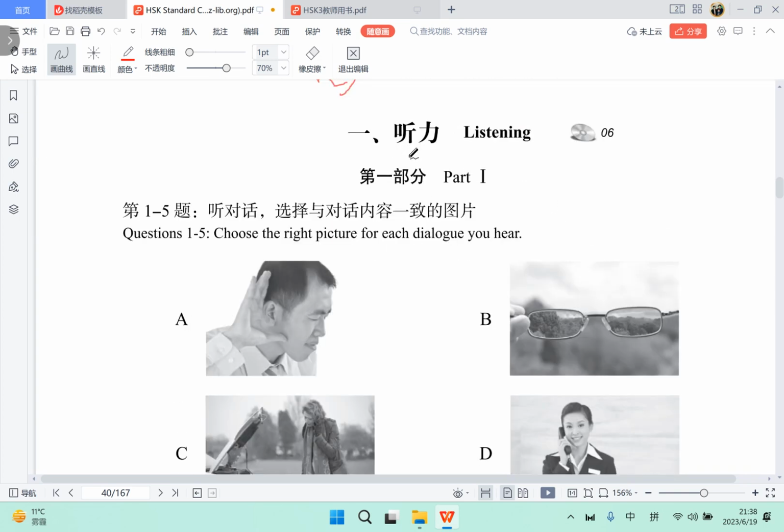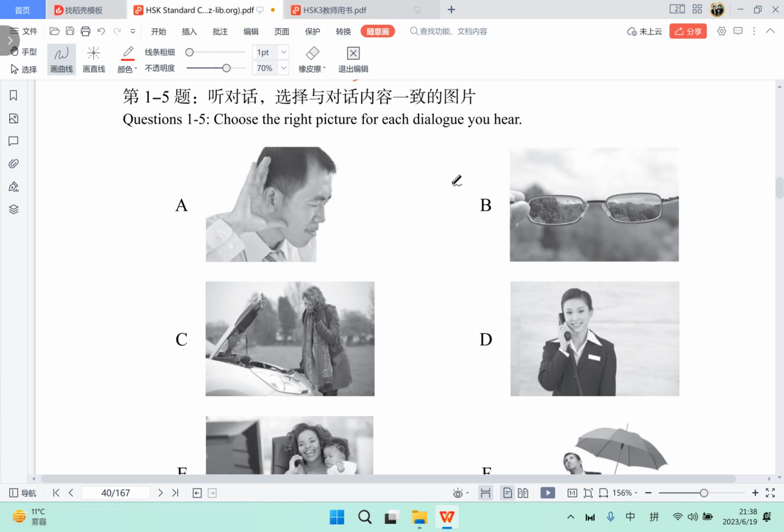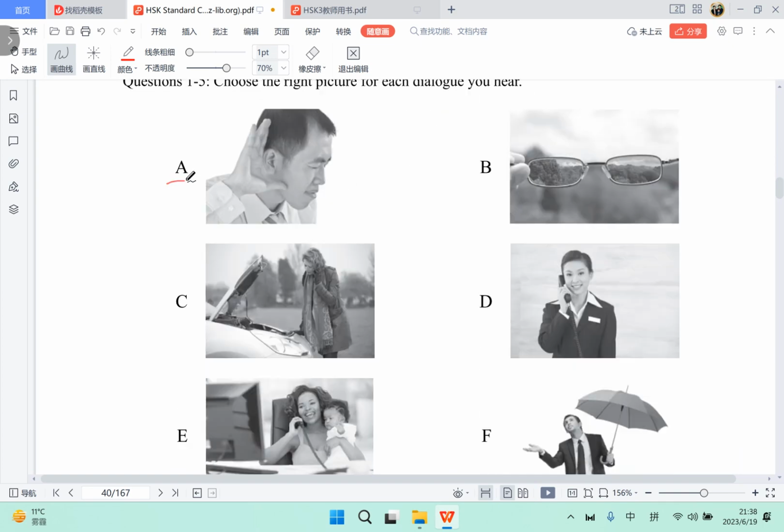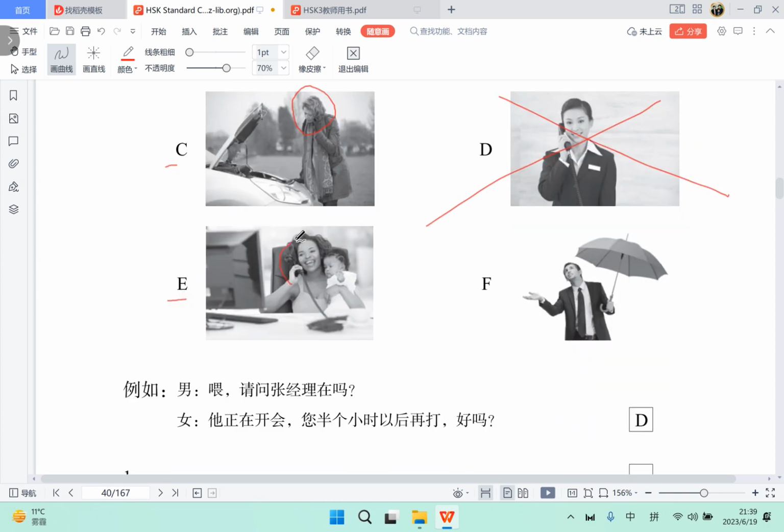Okay, let's go into the first part, 听力. 第一部分, section 1. So check the picture first. 先看图片 and try to write down the words, especially these new words you have learned from this lesson. So A, something about listening. So 听, right? And B here, 眼镜, that's the glasses. And C, something wrong with the car. So 车, right? And this lady, she's making a phone call. So 打电话. And D, delete it. And E, she's a mom, so 妈妈. This is a baby. This is a daughter. So 女儿. And F, this guy with an umbrella. So it is raining. So 下雨, right? 下雨, raining.